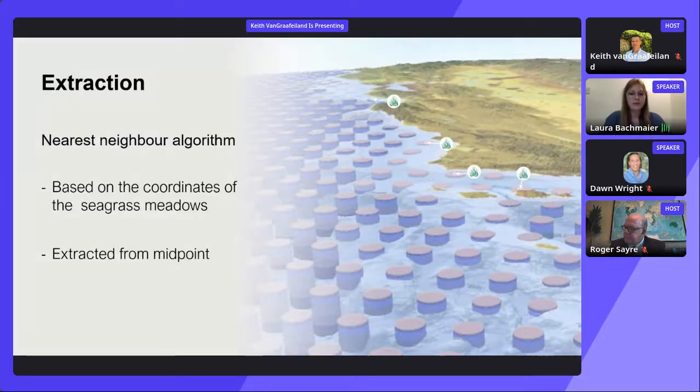So after collating all the data from the literature, I extracted the corresponding environmental data using the nearest neighbor algorithm. This allows for two layers to be joined based on nearest neighbor relationships. What this means is that each seagrass site has a corresponding latitude and longitude, and these will be joined through this algorithm to the midpoints of the nearest feature of these geodatabases, therefore extracting the most spatially accurate environmental value for each site. Next slide, please.